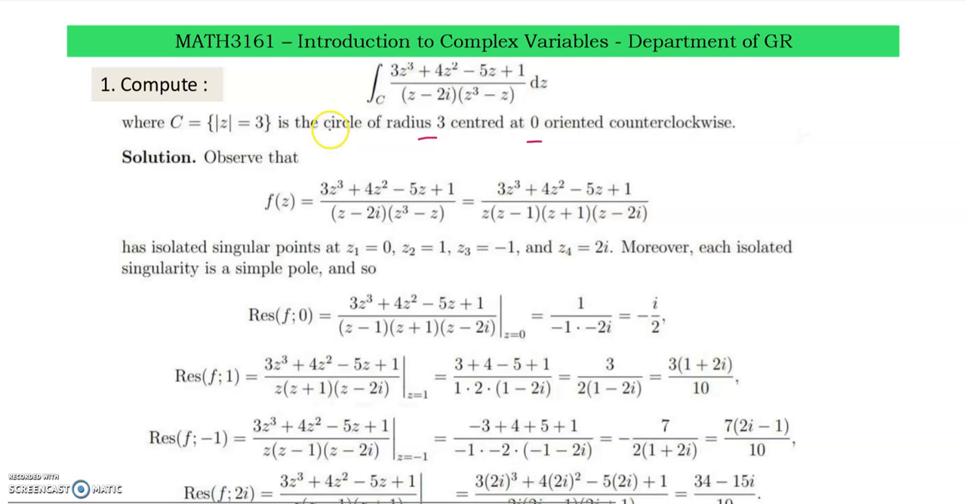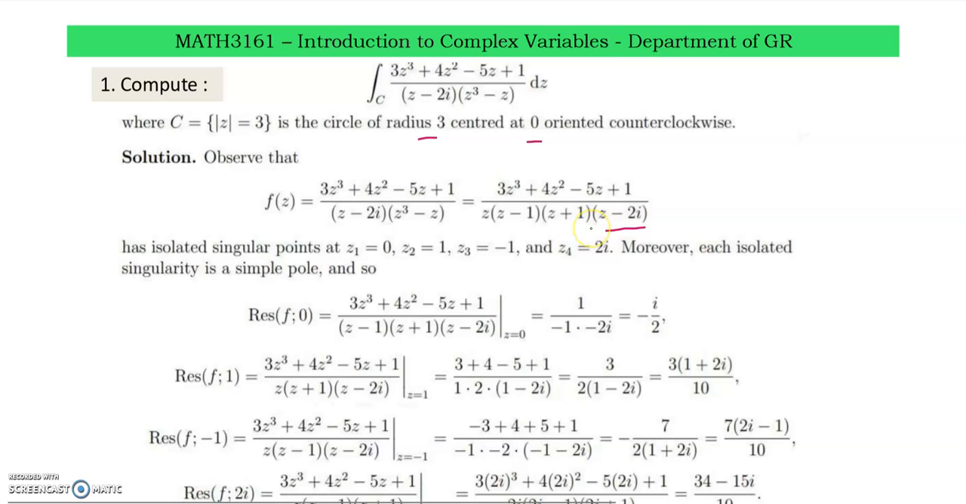Now here you see, first we write the given function. In the denominator, what is there? z minus 2i. Here, z cube minus z we can write in terms of linear factors. Now you take z as a common factor, so z is outside, then z squared minus 1, that is z minus 1, z plus 1. Okay. Now here you see z equal to 0, z equal to 1, z equal to minus 1, z equal to 2i. All four are simple poles.